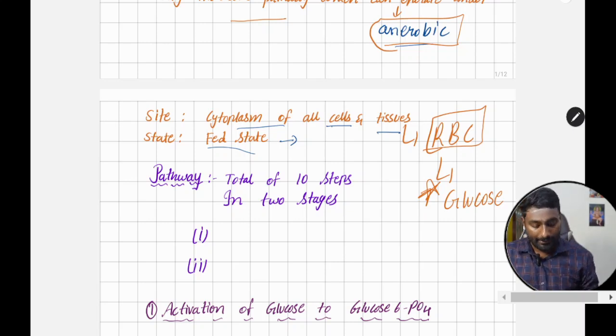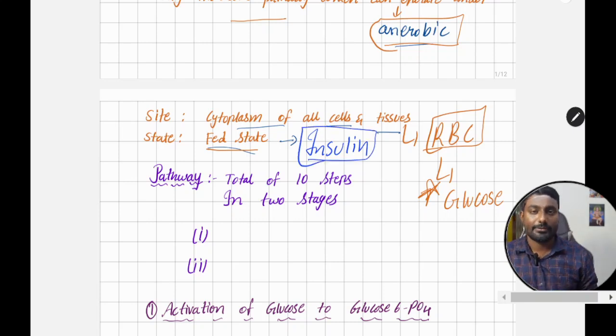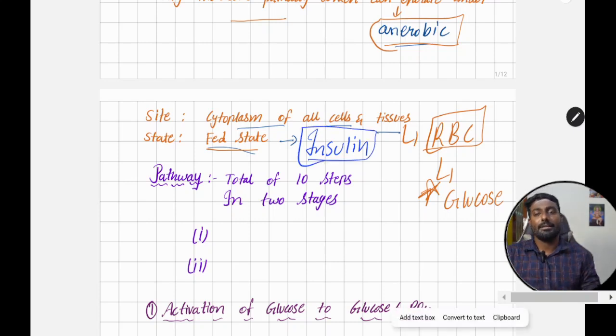Now, why did I mention the state? During which state does it happen? It happens during the fed state. So what is the hormone during the fed state, students? As you know, yes, it is your insulin. You just remember this word insulin, students. Later we will see the regulation of it, whether it is phosphorylating the enzymes or dephosphorylating the enzymes, we will see it in the regulatory step.